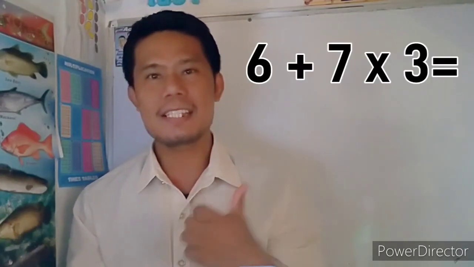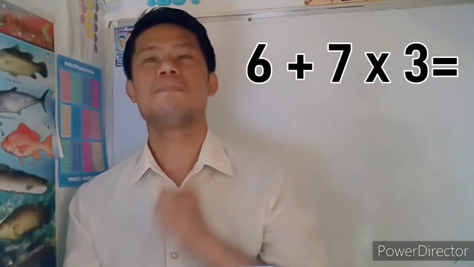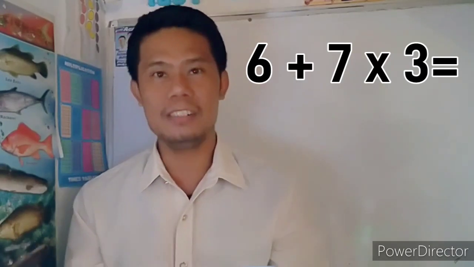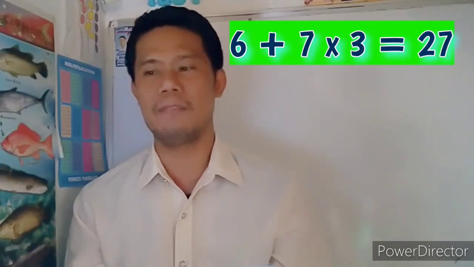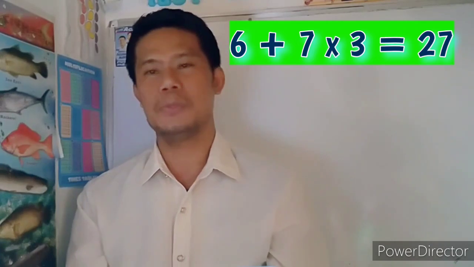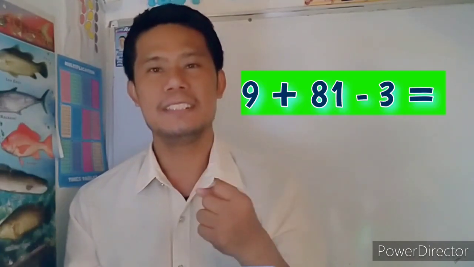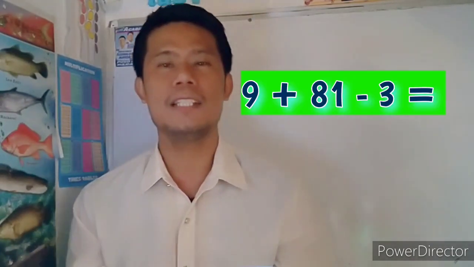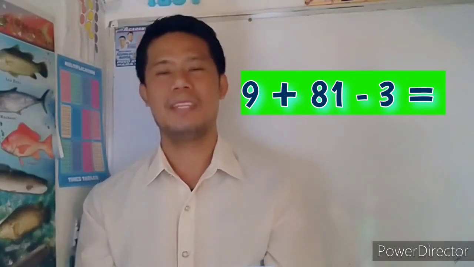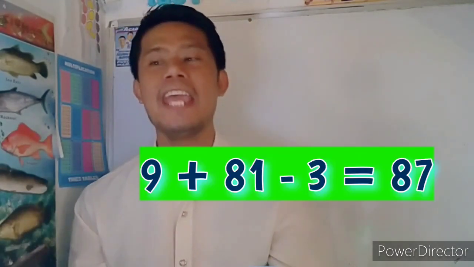Today we will learn about PMDAS or the GMDAS. But before that, we have first our review of the past lesson that you have learned in your previous grade. Are you ready? Alright, so number 1, 6 plus 7 times 3. What is your answer? Alright, 27. How about number 2? We have 9 plus 81 minus 3. And your answer is 87.